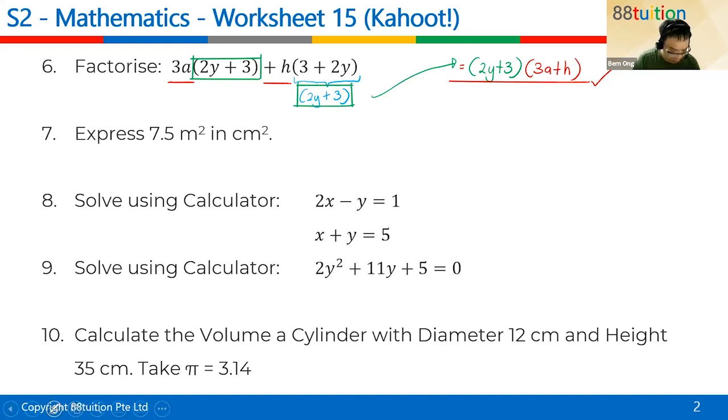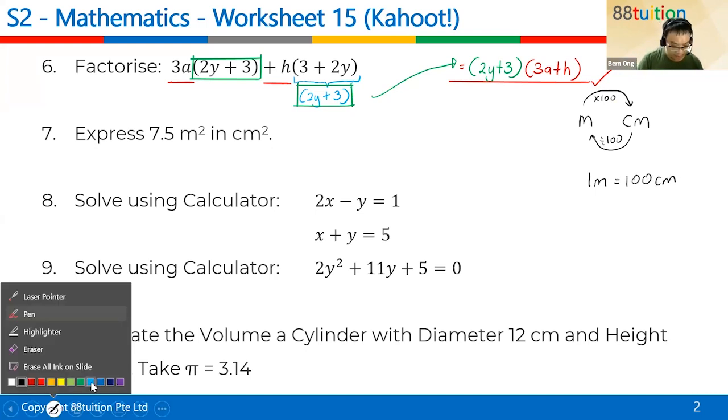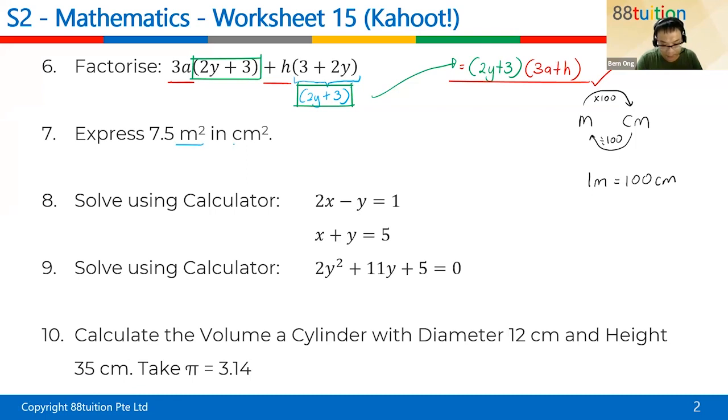Number 7, conversion. Convert what? Oh my goodness. Meter to centimeter. What is the conversion? 1 meter is equal to 100 cm. Cm back to meter, divide by 100. So 1 meter is equal to 100 cm. But the question is looking for cm square and meter square. What must you do? Do you know that you can adjust it by squaring both sides like this? Why do you square? Because you want the meter square, because you want the cm square. That's the reason why you square them.